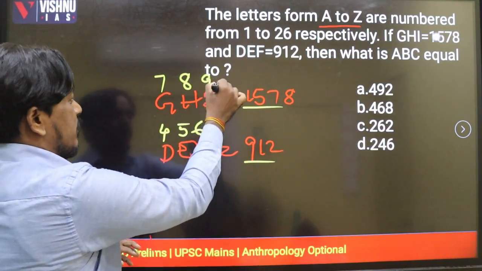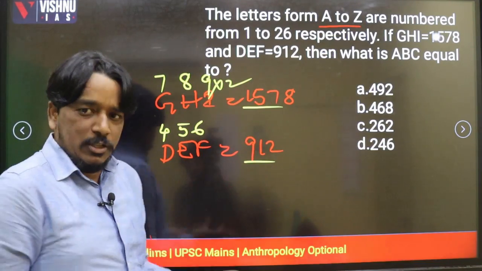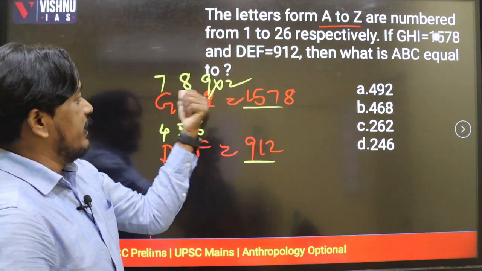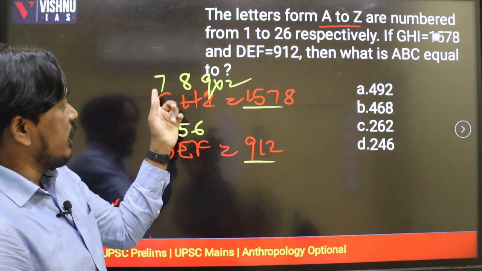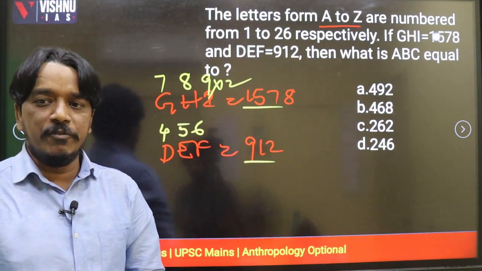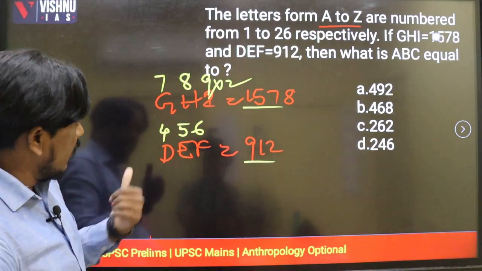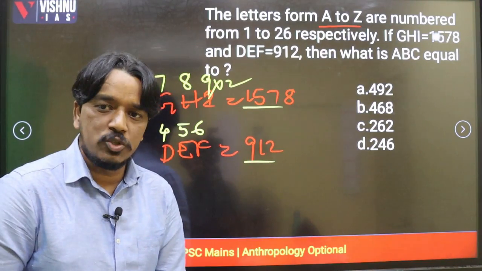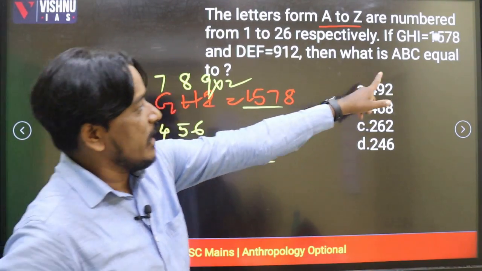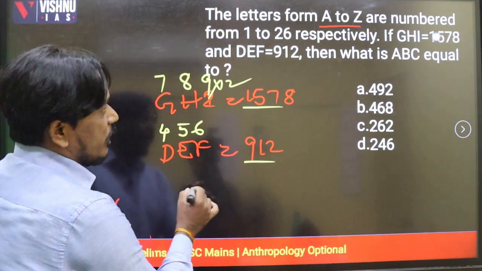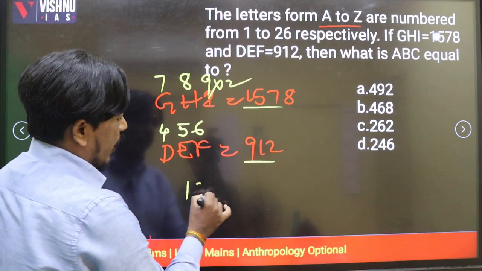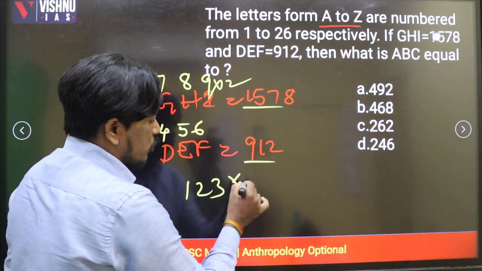Exactly, if you multiply, we can take the trial and error method also, but 3 times is not there. Clear? So definitely if you multiply with 2, we are getting 1578. Similarly here also, 456 becomes 912. Same way for ABC we have to take. So ABC means directly we can take 1, 2, 3 into 2 times.